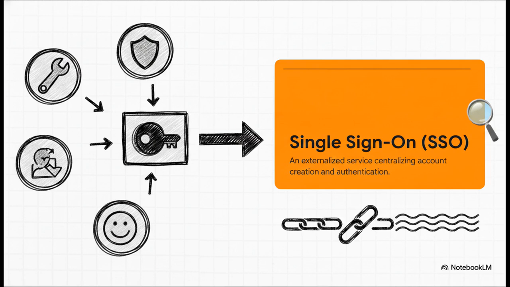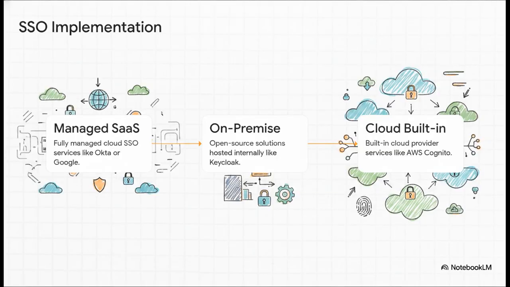By moving authentication completely out of your application boundaries, you drastically improve security, heavily reduce your development effort, and provide a massively better user experience. Why? Because users can authenticate once with the SSO provider and seamlessly access dozens of different applications without having to log in again. Okay, so how do you actually acquire and integrate an SSO service?